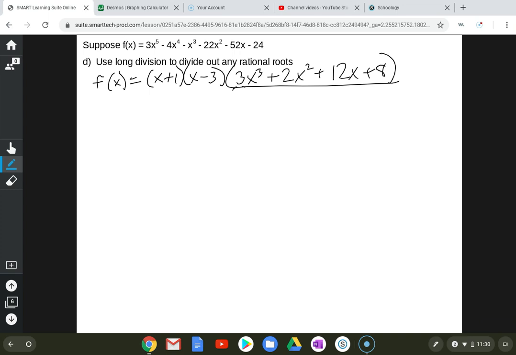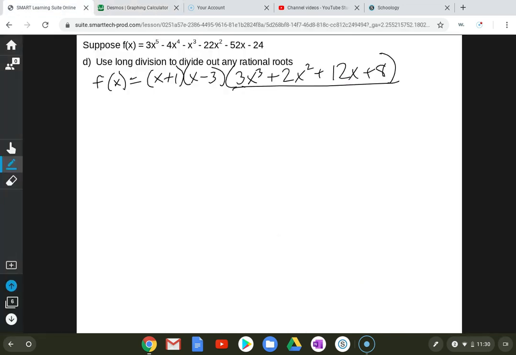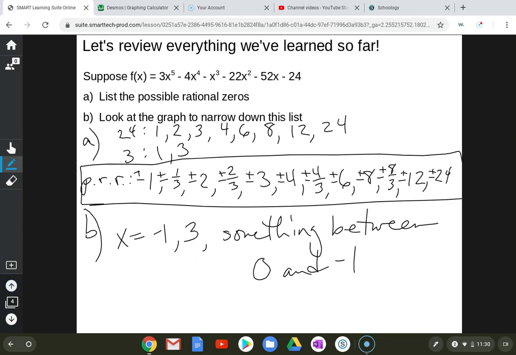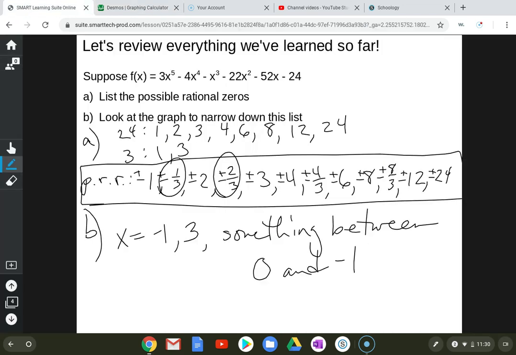So if we take a look, we have a root somewhere between 0 and -1. So let's go back to our screen where we listed the possible rational roots, and let's see if we can find the ones that are between 0 and -1. We have a -1/3 or a -2/3. We don't know which one it is. I'm going to check the graph and see if I can make a judgment call. So it looks like it's more than halfway, so I'm going to try the -2/3 just to save us some time.